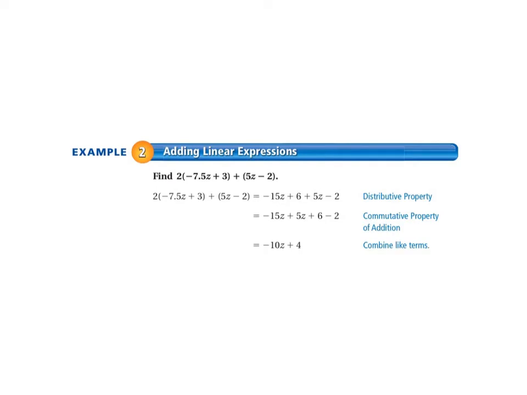We just need to use the distributive property before we start to resolve the first part of this, where we have the 2 sitting outside the parentheses. So we do that, and when we're done, we have negative 15z plus 6 plus 5z minus 2. And then we use the commutative property of addition to move the like terms so they're sitting next to each other. And then we combine like terms, so we have negative 10z plus 4.